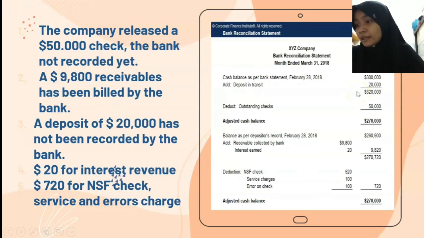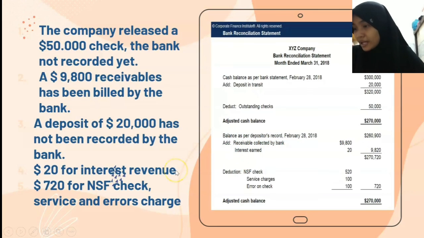And then fourth, $20 for interest revenue. It means the company still doesn't know about the revenue, so the company has to record the revenue. Here, interest earned 20. At the cash balance, interest earned 20.